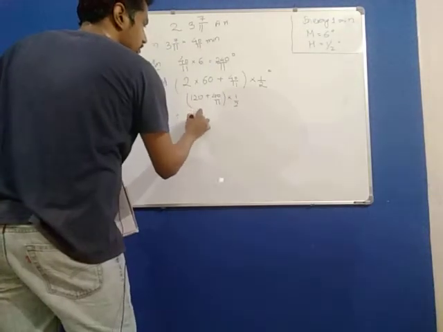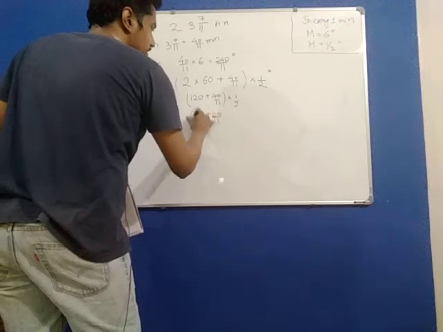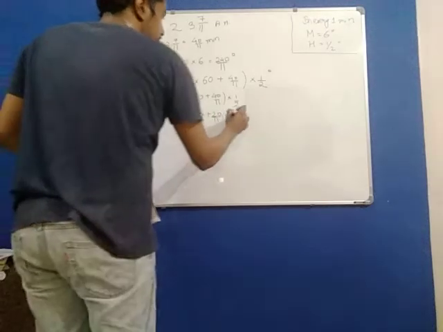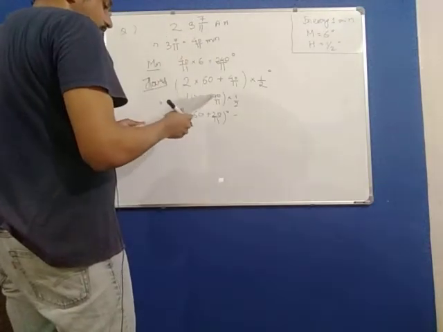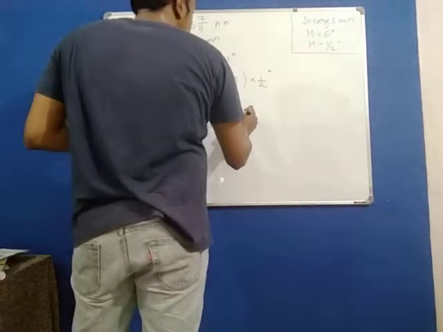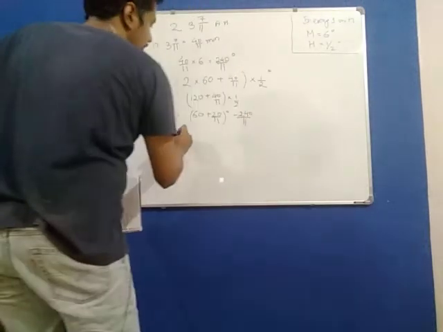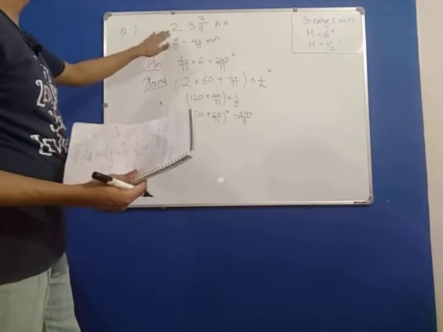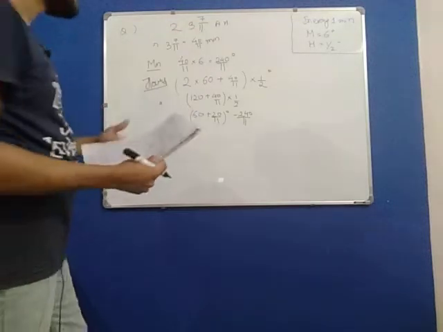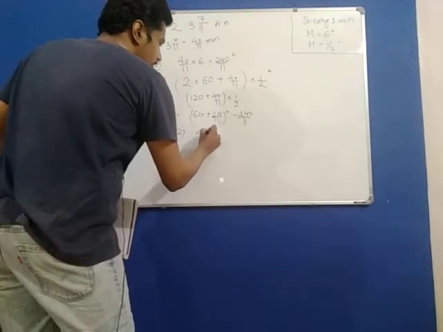This will be 60 plus 20 by 11 degrees, and this 60 plus 20 by 11 minus 240 by 11, if we do that, then we will be able to calculate the angle between the hour's and the minute's hand at 2:37 by 11 am, and this will come out to be equal to 40 degrees.